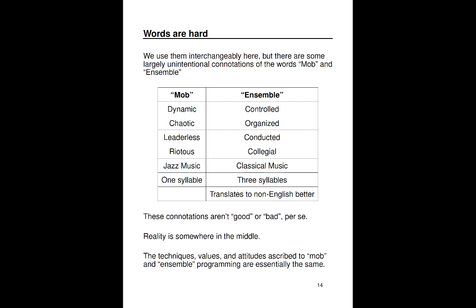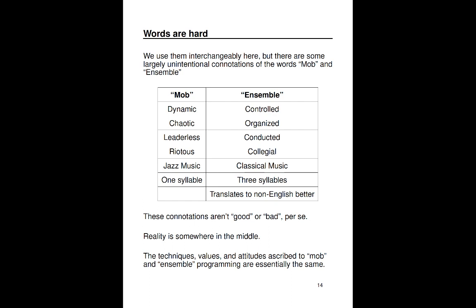There's some discussion in the mob and ensemble communities about the words that are used here. And in this lecture, I use them interchangeably. But there are some connotations that the words mob and ensemble have that are largely unintentional that I want to call out. So when you think of the word mob, you think of something that is dynamic, maybe a little chaotic, riotous even, without a leader. Where ensemble, you think of an ensemble as being more controlled, something that is conducted or more collegial and well organized.